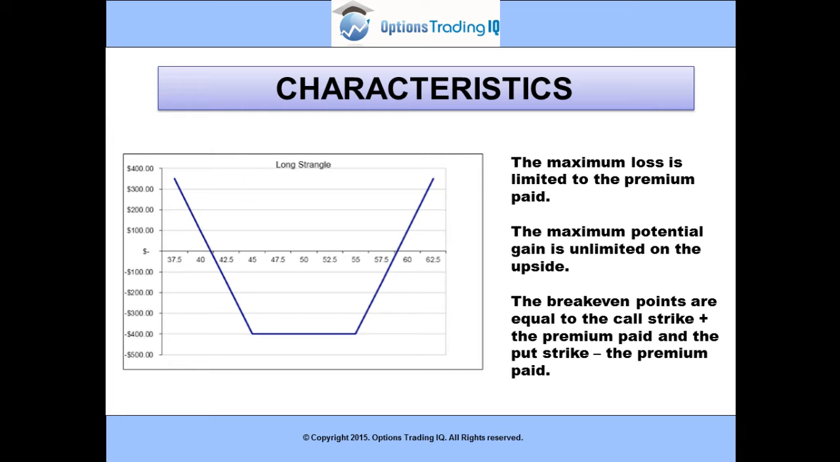The maximum potential gain is unlimited on the upside, so theoretically the stock could go to infinity. You're just going to continue to make money, and you're going to continue to make money on the downside all the way down to zero. The break-even points are equal to the call strike plus the premium paid. So here 55 plus 4 would be 59, that's our break-even price. And on the downside, it would be the put strike minus the premium paid, so the 45 less $4 that it cost, the break-even on the downside would be 41.